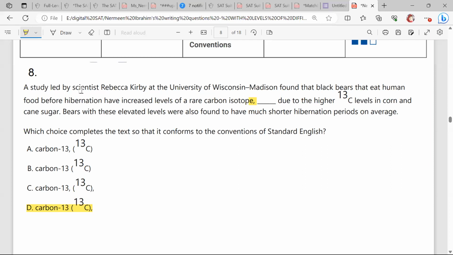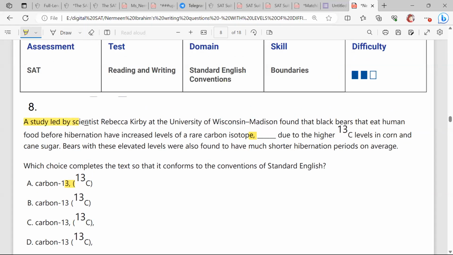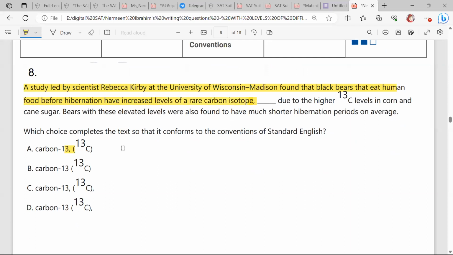Now, listen, guys, I have to read the sentence very well, because I have many commas here. In letter C, I have two commas, and I have one comma after the last bracket. So I must read from the beginning. A student led by scientist Rebecca Kirby at the University of Wisconsin-Madison found that black bears that eat human food before hibernation have increased levels of a rare carbon isotope. What is that rare carbon isotope? That's carbon 13, between brackets, 13C. So it's non-essential, extra, additional information about the rare carbon isotope.